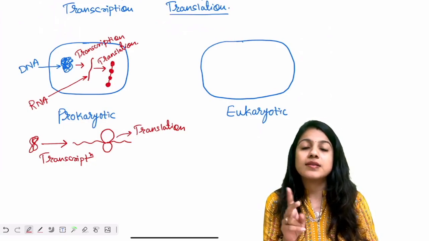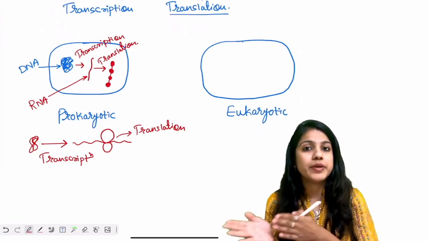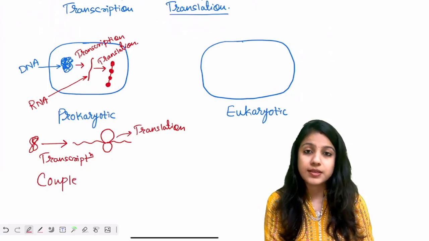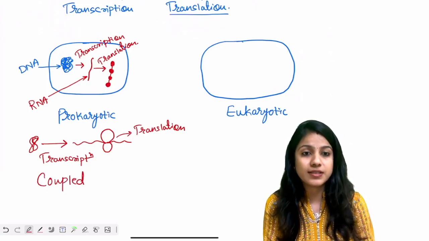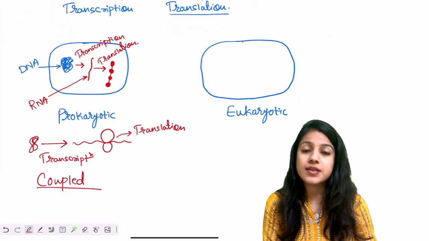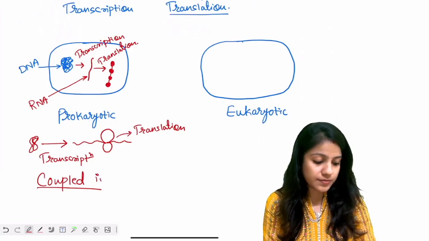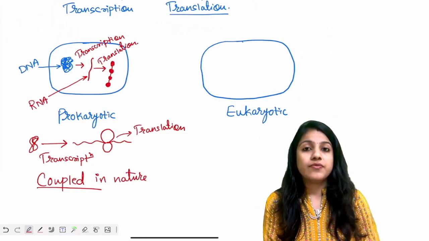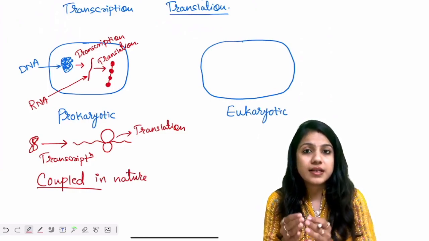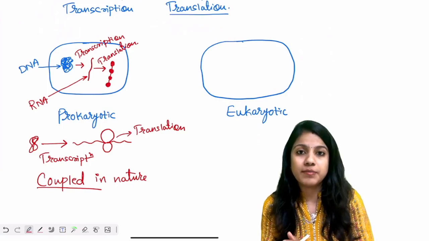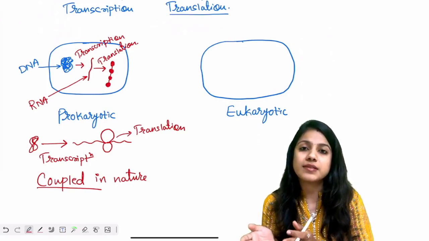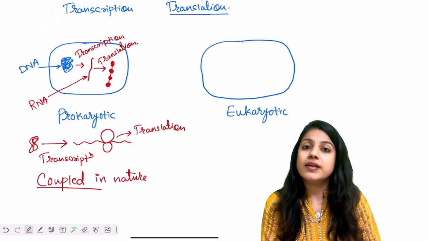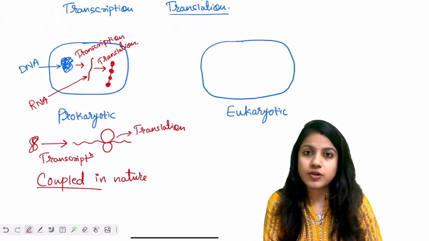So whenever transcription and translation can happen together, this process is known to be a coupled process. That means transcription and translation, both processes, are coupled in nature. Correct? That means we are assuming that transcription is not yet completed, and by the time transcription is happening, translation has simultaneously started. That is possible only in the case of prokaryotic organisms.